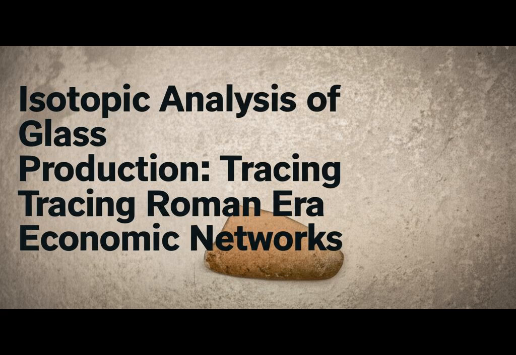But it wasn't an exclusively Eastern Mediterranean operation. Isotopic evidence also supports ancient accounts of primary glass production in the Western Roman Empire, possibly using local sands from Italy or Gaul. The Romans were also avid recyclers. Isotopic analysis can sometimes identify recycled glass through mixed signatures, showing how efficiently they reused resources.